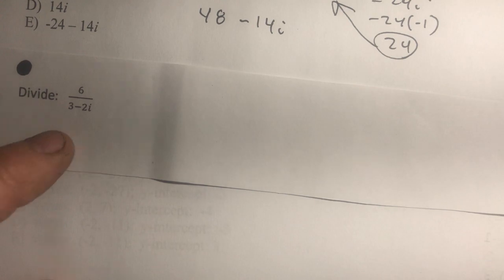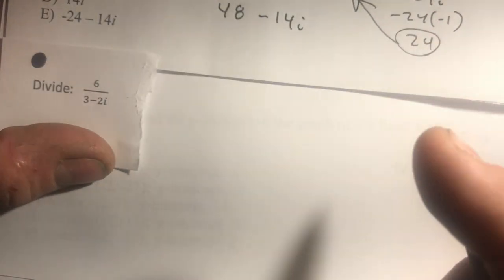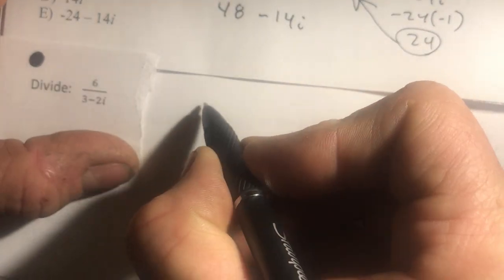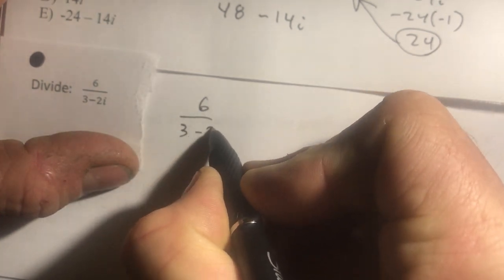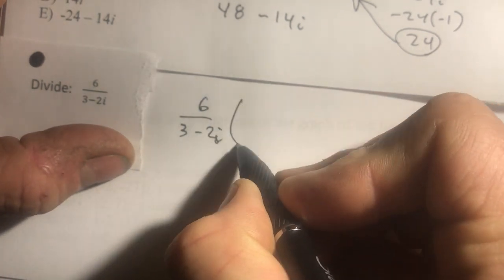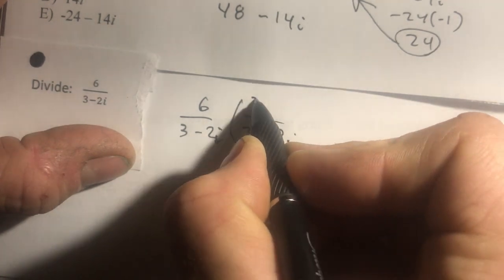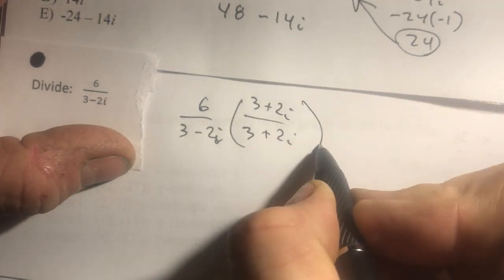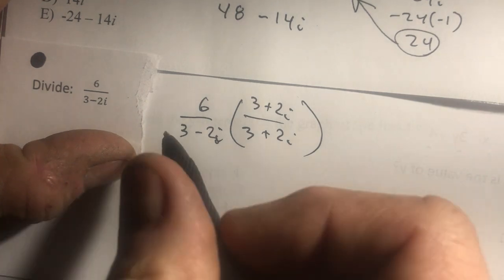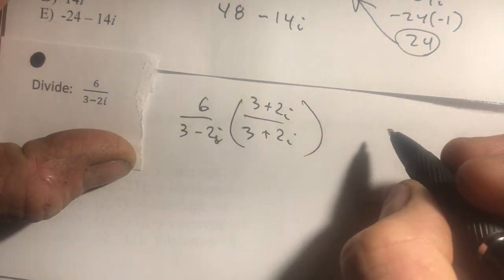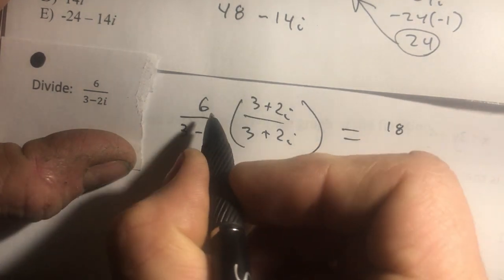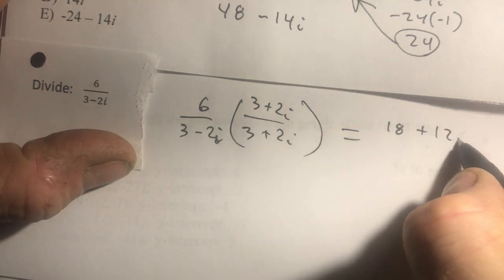Now, what about dividing? Okay, let me see this. I got this taped on there. I'm going to take this off. And I'm going to divide. So when you divide, 6 divided by 3 minus 2i, I need to do the conjugate of this, 3 plus 2i. And I multiply that to the top and the bottom. I want to do the top. I just distribute 6 times 3 would be 18. And then 6 times 2i would be 12i. So there's the top.